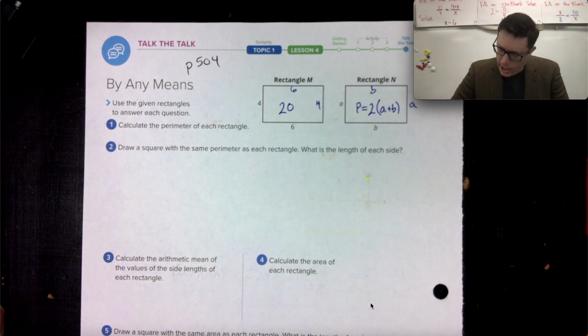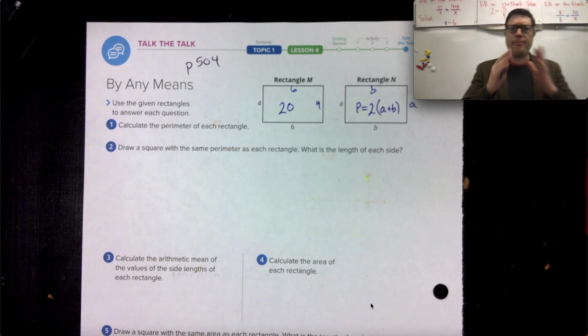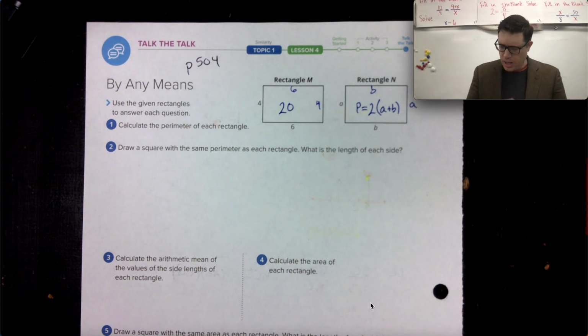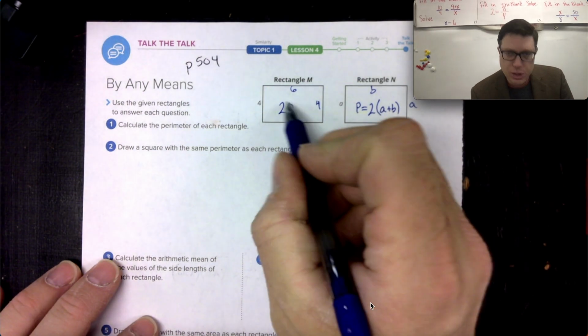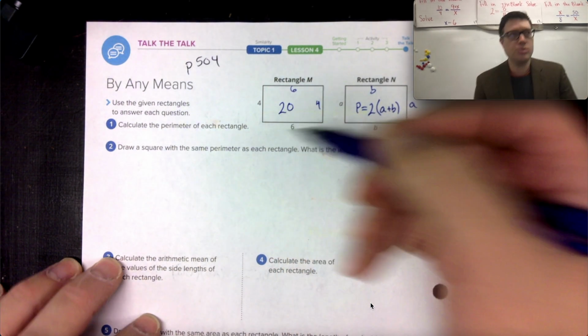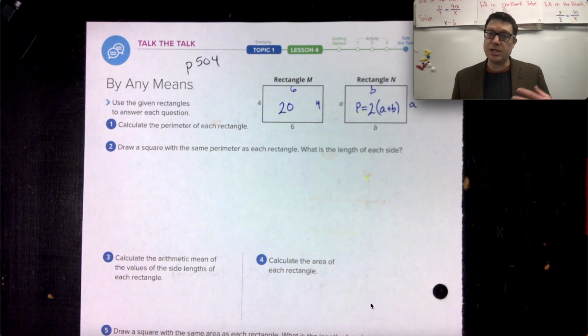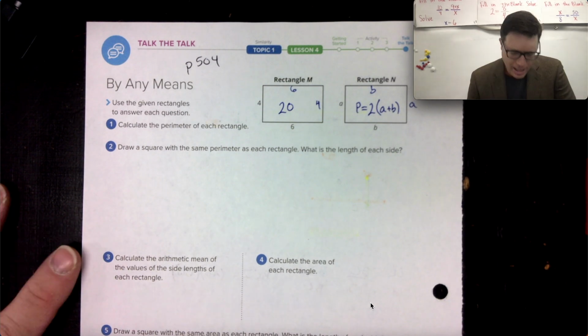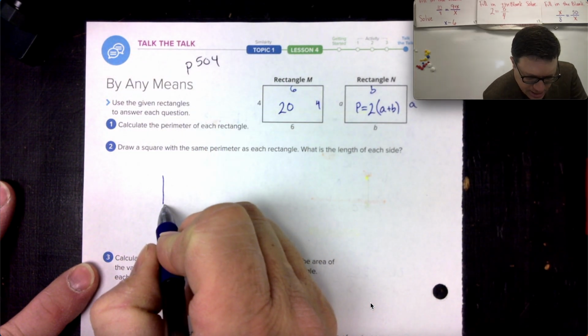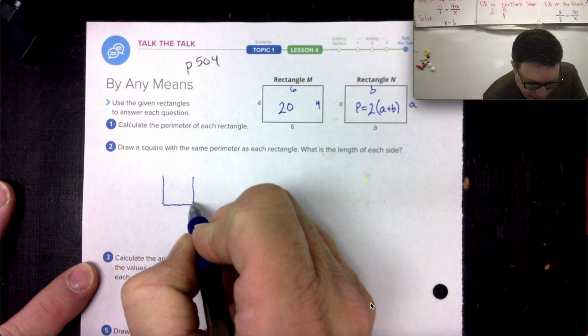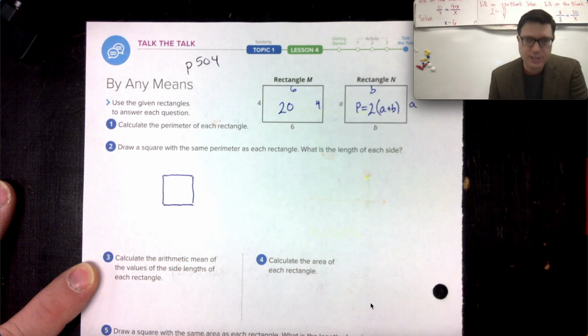Draw a square with the same perimeter as each rectangle. Okay, so if we have a square, and in that square, this 20, it's a rectangle because the 4 and the 6 on the sides are not the same amounts. But I bet if I drew the square like this, I'm going to freehand it. So I'm drawing right angles, drawing the sides all the same.